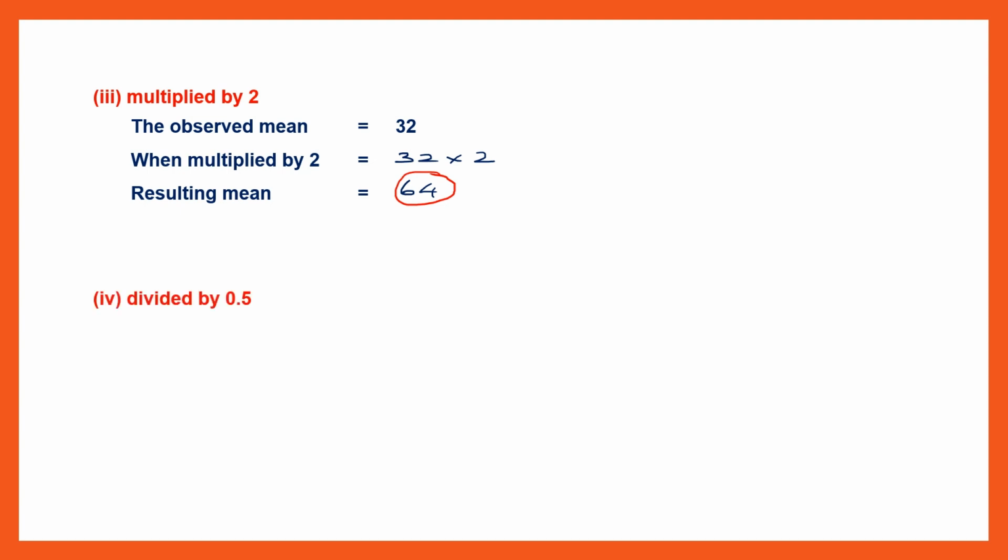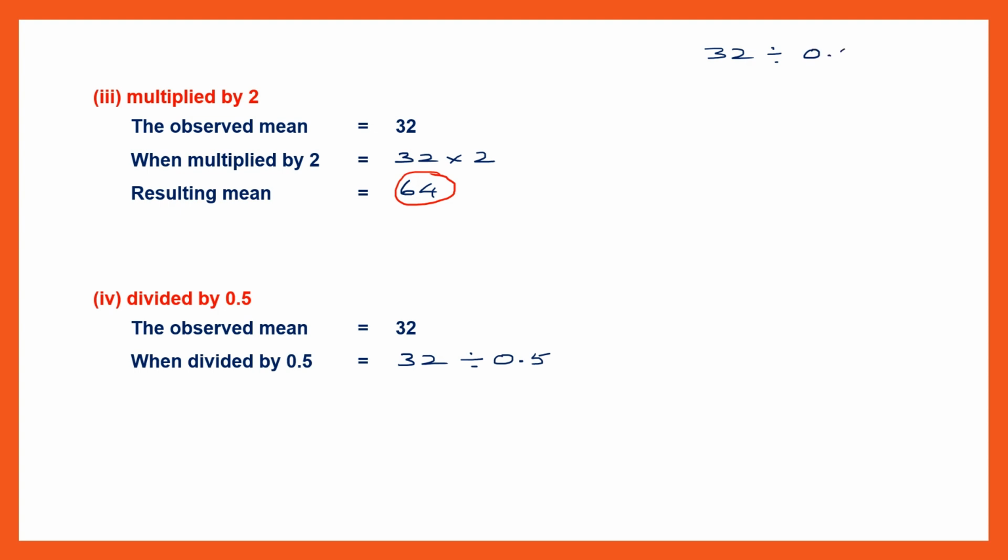What happens when it is divided by 0.5? So we have the observed mean, and when you divide it by 0.5, we have to do this division. 32 divided by 0.5. So let's do this division. We have learned in decimal division that when your divisor is a decimal number, you must change it to a whole number. So 0.5 must now become 5. So how do we do it? So we'll put this in the form of a fraction. So that is 32 divided by 0.5. Now we have to change 0.5 into 5.